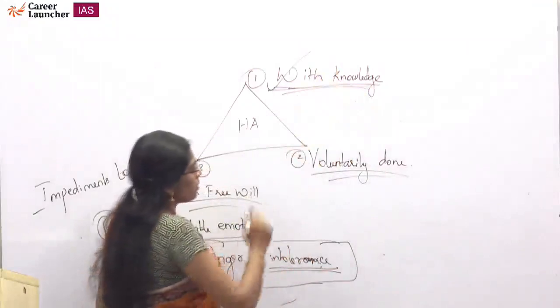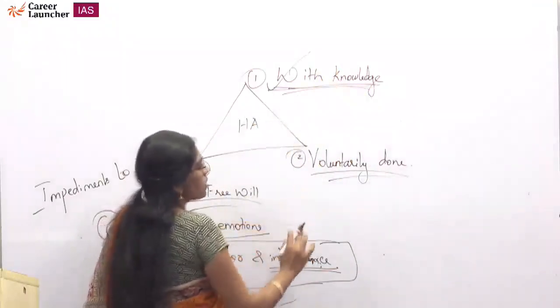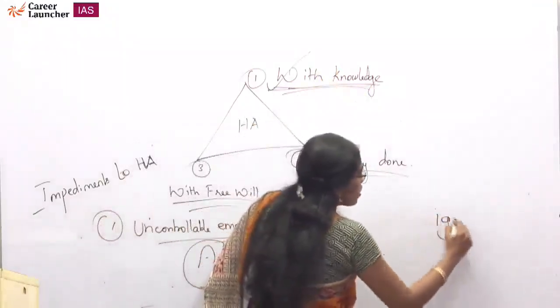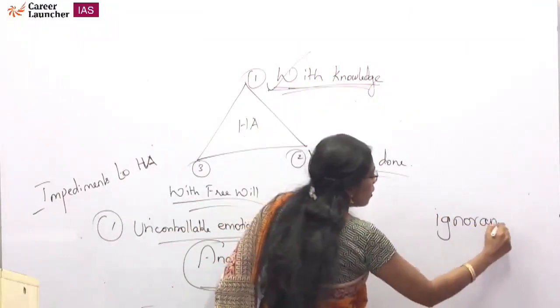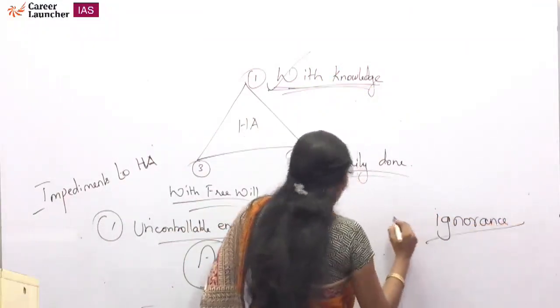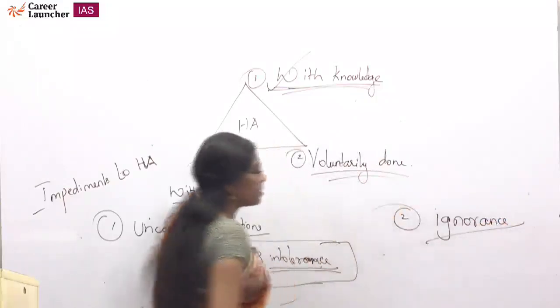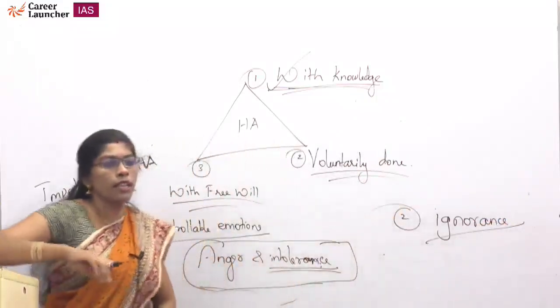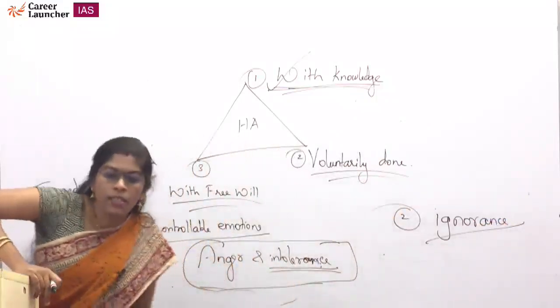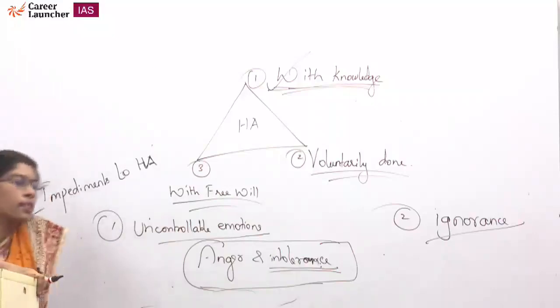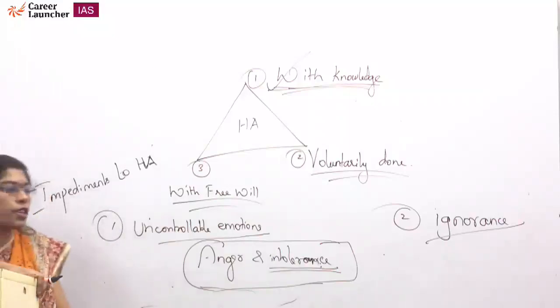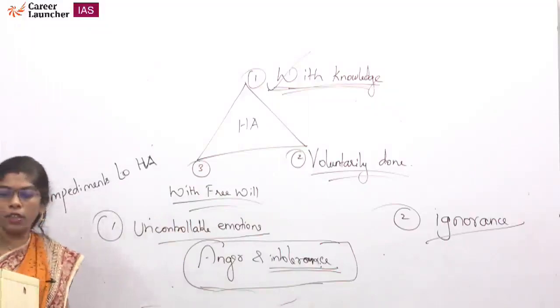With knowledge, suppose an action is done with knowledge, that is, without ignorance. There should not be any ignorance. It should be done without ignorance. Second point: ignorance is one of the impediments to human action. If you are considering ignorance, then it is very interesting to share something with you related to ignorance.